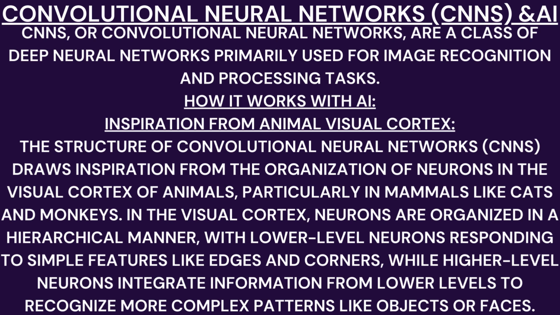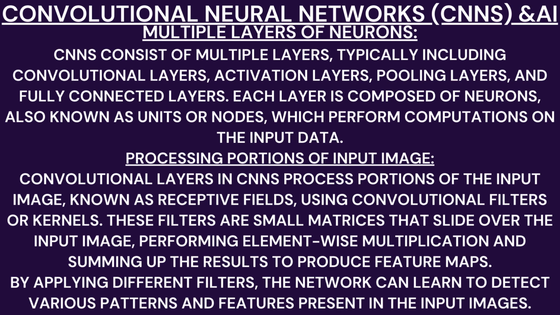The structure of convolutional neural networks draws inspiration from the organization of neurons in the visual cortex of animals, particularly in mammals like cats and monkeys. In the visual cortex, neurons are organized in a hierarchical manner, with lower level neurons responding to simple features like edges and corners, while higher level neurons integrate information from lower levels to recognize more complex patterns like objects or faces.